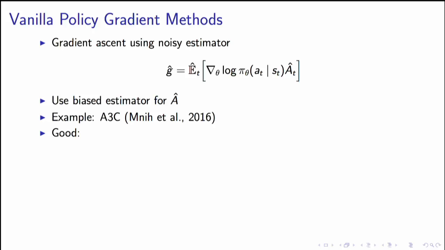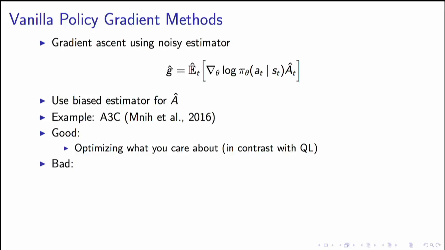What's good about policy gradient methods as opposed to other RL algorithms like Q-learning? Well, you're optimizing what you care about. What you care about is the expected returns of your policy. So it would be nice if we can actually optimize that directly rather than optimizing something else and improving our policy as a side effect. So the nice thing about policy gradient methods is you optimize what you care about.